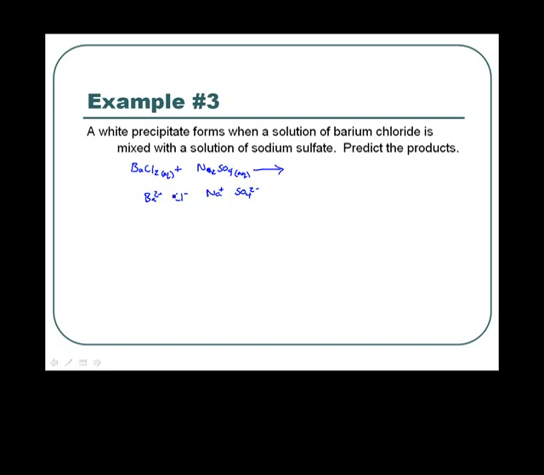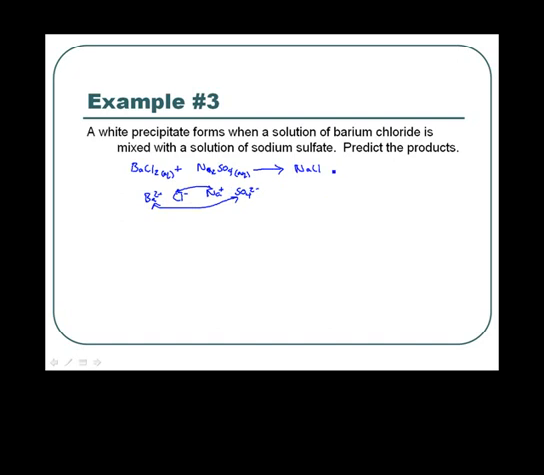Now the barium's already with the chlorine, so them getting back together would be kind of boring. So what's going to happen is really we're just going to switch our positive ions around. So the barium is going to end up going with the sulfate ion, and the sodium and the chlorine are going to get together as well. And the way we determine our chemical formulas is based on the charges on our ions. And it doesn't matter which one we write first. I'll write the sodium chloride first.